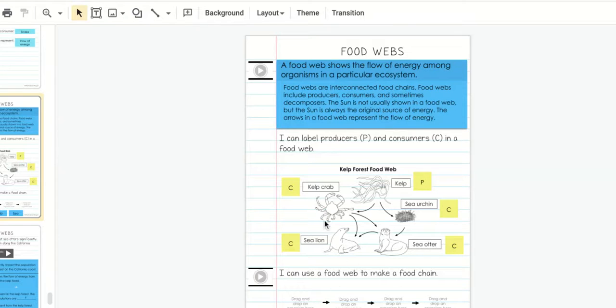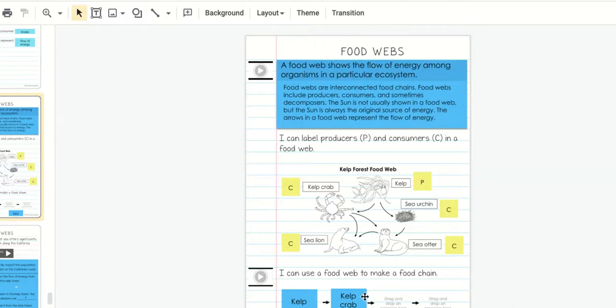And so we can use this food web to create a food chain. Since our kelp was a producer, our kelp would start at the very beginning, right? Because it's what produced the energy for those consumers. Now, let's think about it. What consumed the kelp? If I look back at the food web, I've got that the kelp crab and the sea urchin consumed the kelp, so the kelp crab would come next.